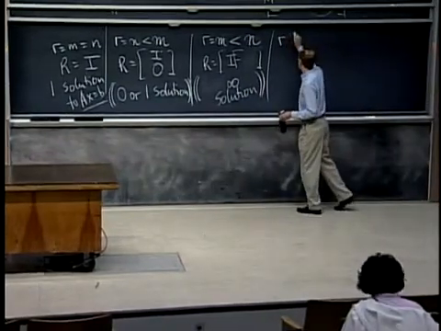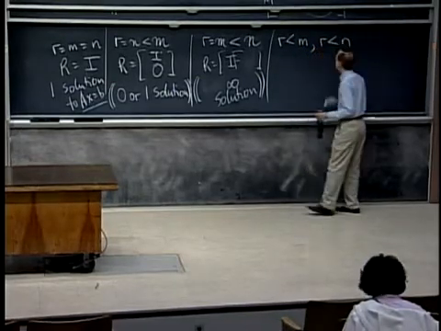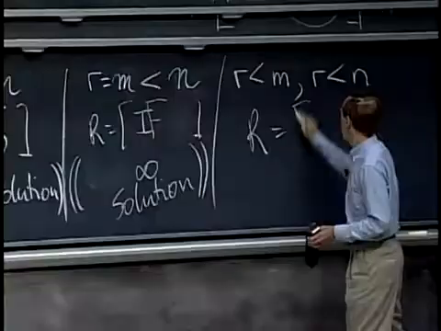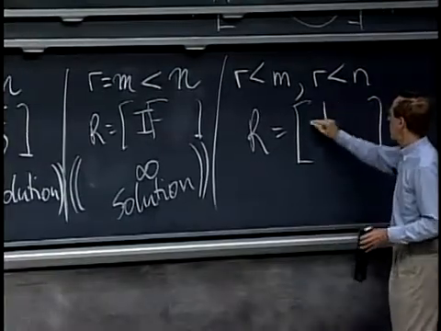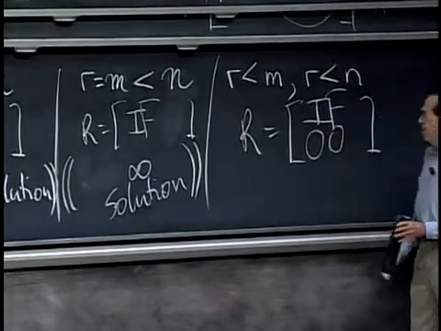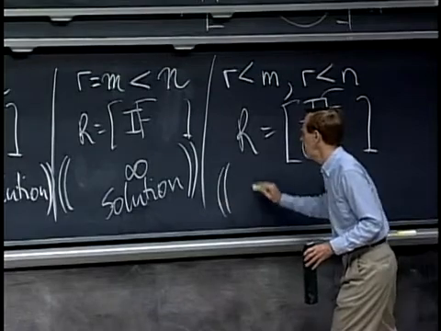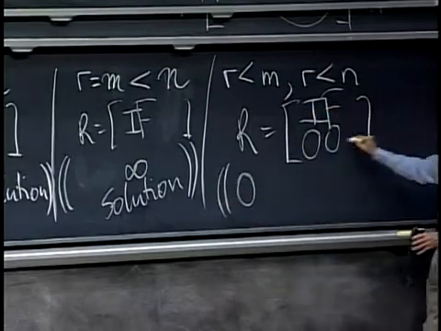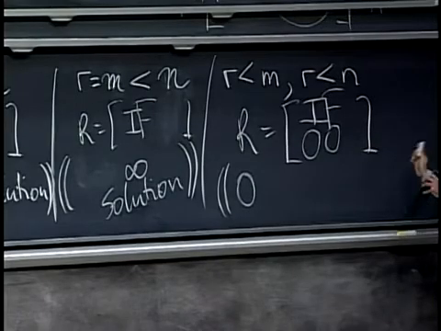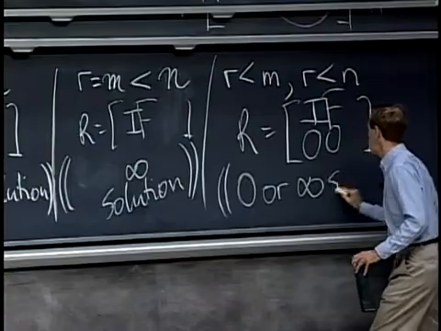Then the final case is where r is smaller than m and smaller than n. Now that's the case where R is the identity with some free stuff, but with some zero rows too. And that's the case where there's either no solution, because we didn't get a 0 equals 0 for some b's, or infinitely many solutions.